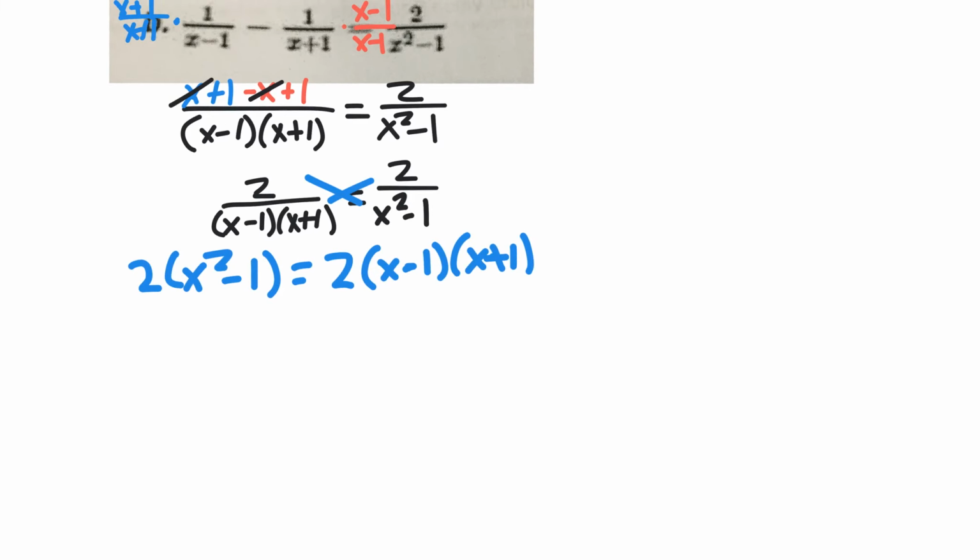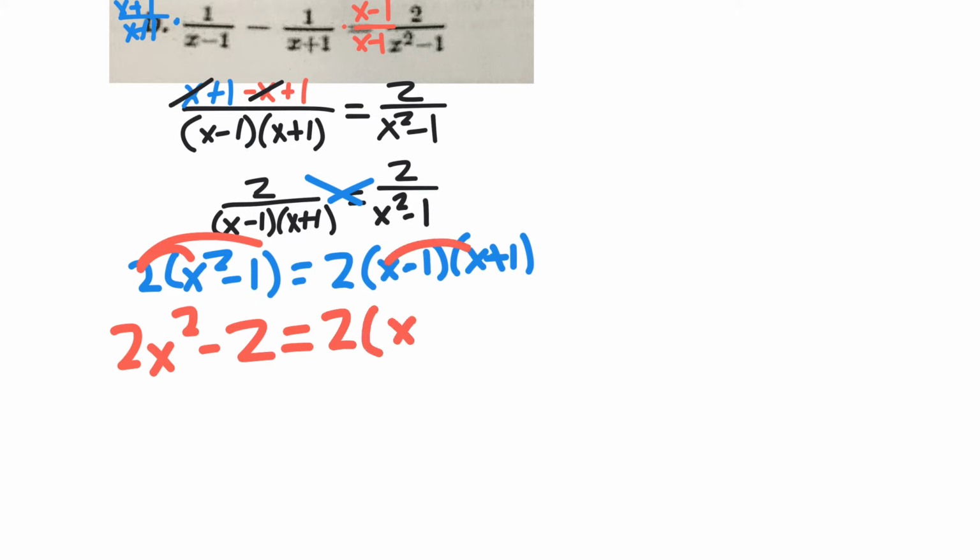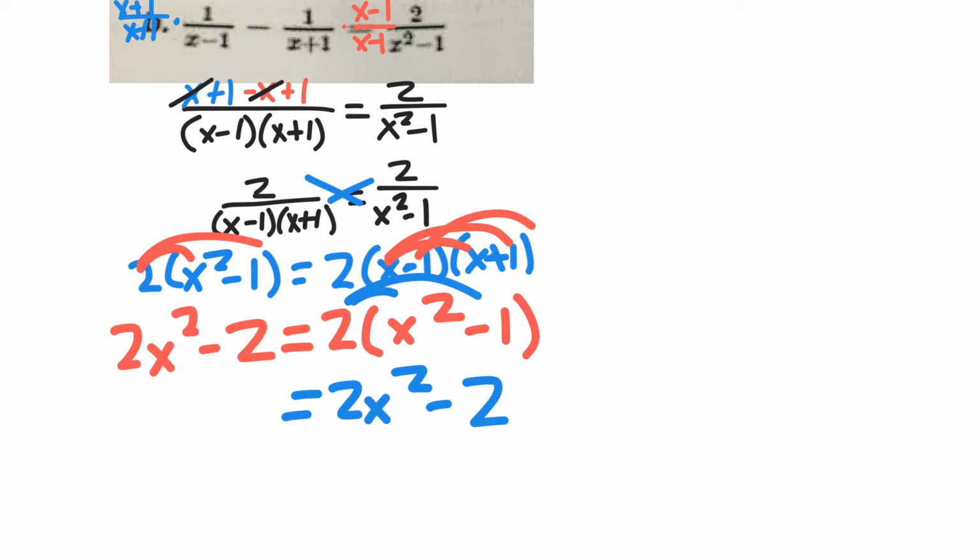And now we distribute. So that would be 2x squared minus 2 equals, now over here I'm going to multiply the parentheses first. So I'm going to leave the 2 alone for now. That's going to be 2 times x squared plus x minus x is gone. 1 times negative 1 is negative 1. And now we distribute the 2, so that gives 2x squared minus 2 equals 2x squared minus 2.